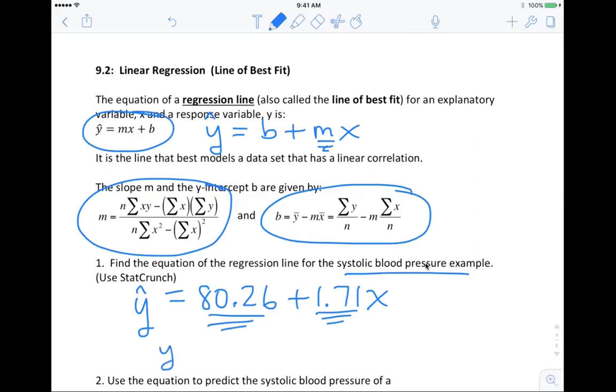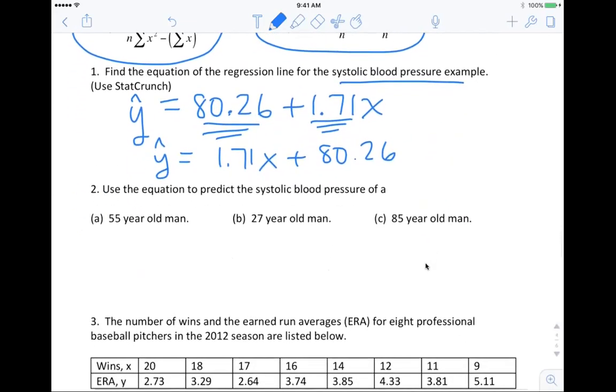But if I prefer, I could always switch these around. As long as the x stays with the 1.71, you're fine, right? So you could write it like that as well, okay? And I'm using the hat to indicate that this is a prediction model. A sample or an estimation is what's happening here. Okay. Now where we would use this prediction model is predicting some blood pressures of ages of some men here, right? Maybe we don't have the 55-year-old man in the data set. However, we can still predict their blood pressure using this equation.